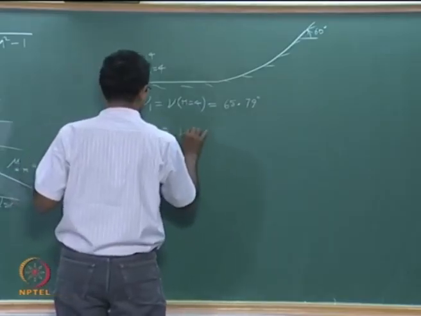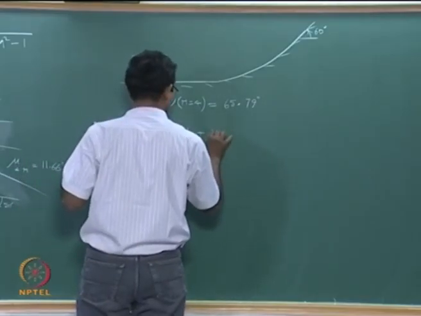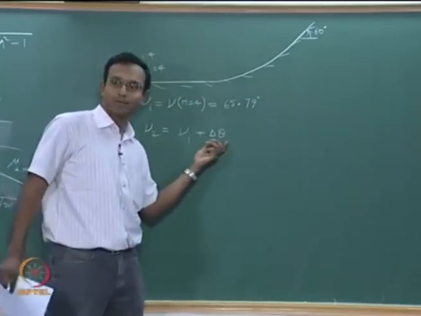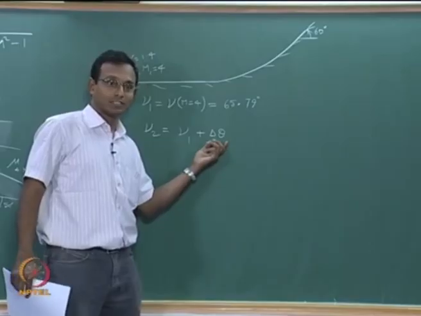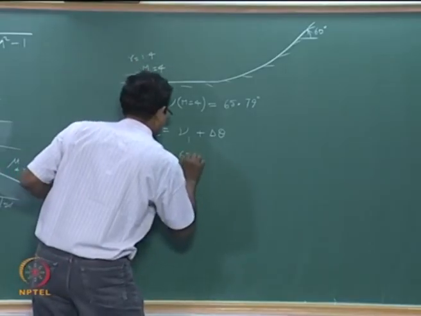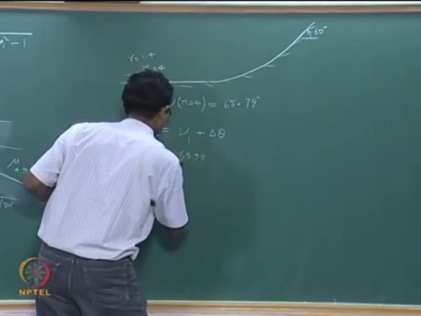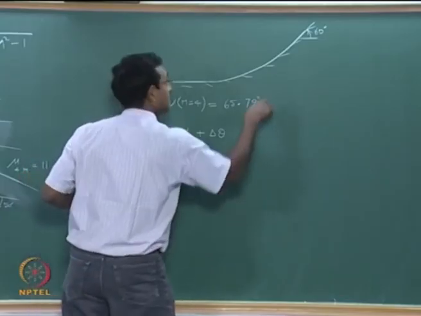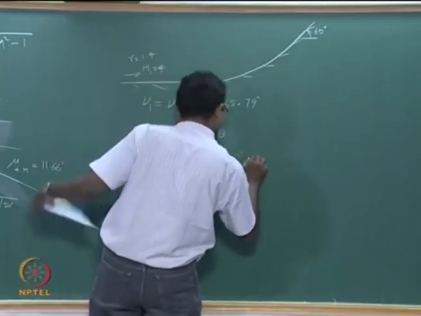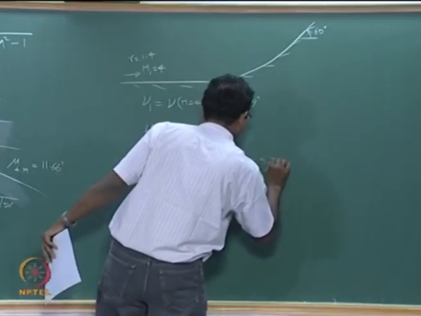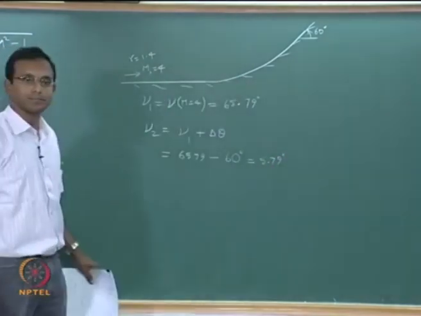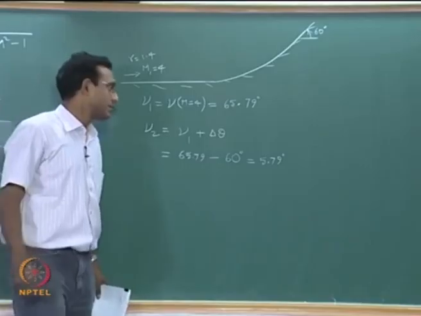nu 2 equal to nu 1 plus delta theta, but by our convention delta theta is the amount of expansion. In this case it is compressing, so I have to give a negative value for this, 65.79 minus that 60 degrees we said, okay, which happens to be 5.79 degrees. This is what I am going to get, 5.79 degrees.